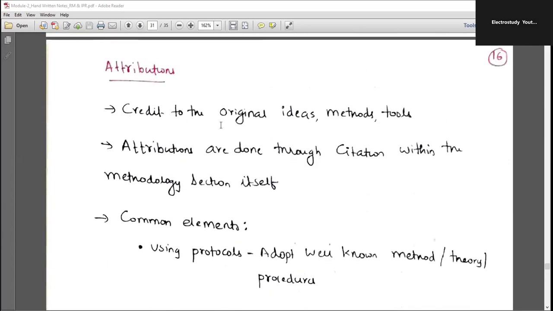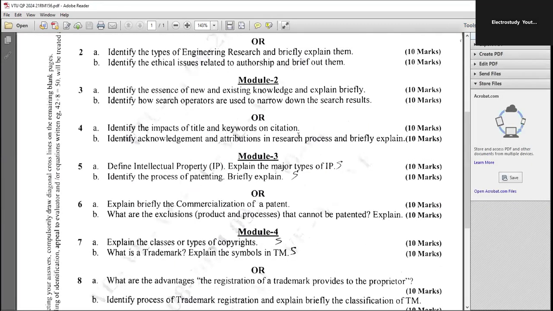Credit to the original ideas or methods or tools is known as attribution. Attributions are done through the citation within the methodology section itself. So wherever you are adding a paragraph from others, you are supposed to mention the attributions. Okay, you have to respect others' contribution. That's important. So now let us go back to module 2. These are the important questions for module 2.